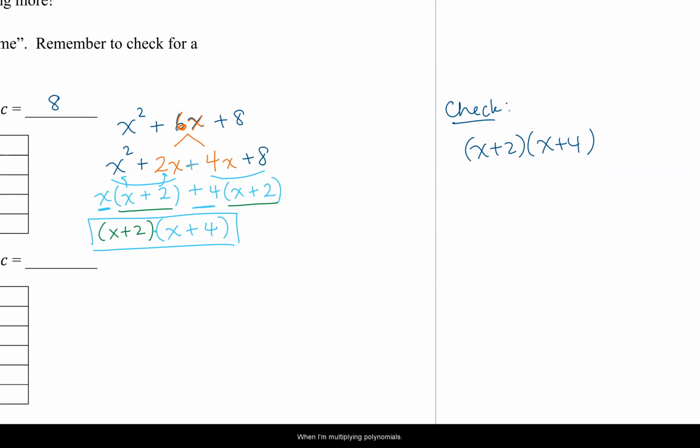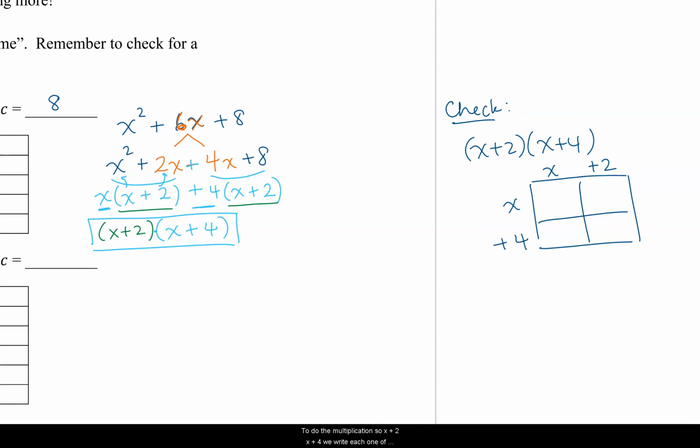When I'm multiplying polynomials, I like to use the box method to do the multiplication. So x plus 2, x plus 4. We write each one of these polynomials on the sides of the rectangle, and then we multiply. x times x in here, where the row and the column intersect. x times x is x squared. x times 2 is 2x. x times 4 is 4x. And 4 times 2 is 8.